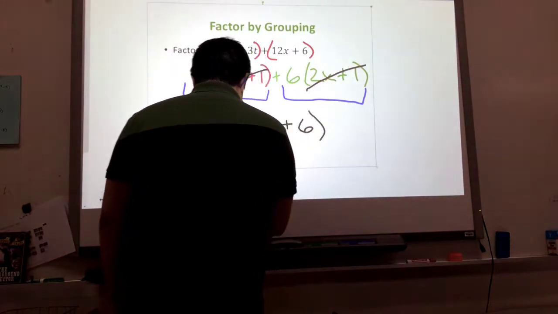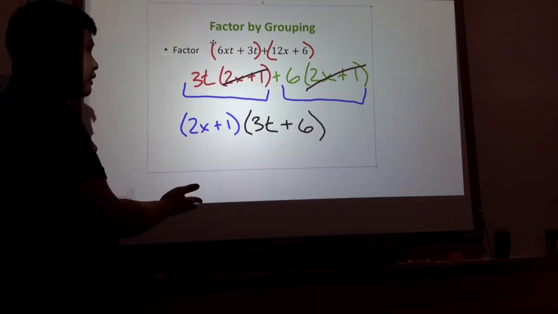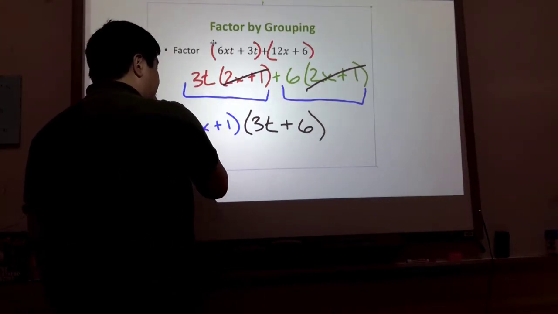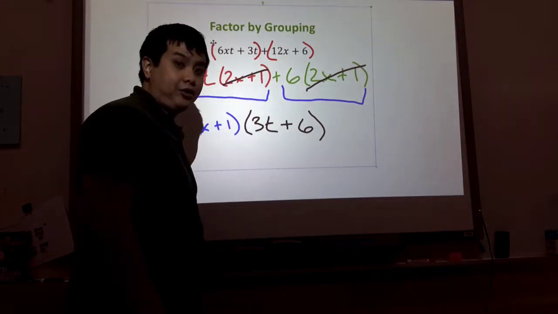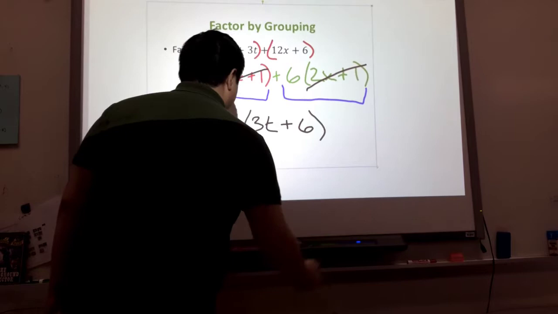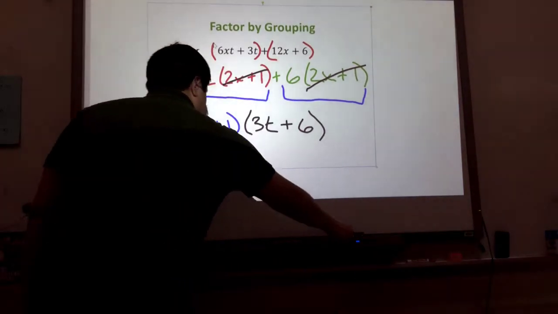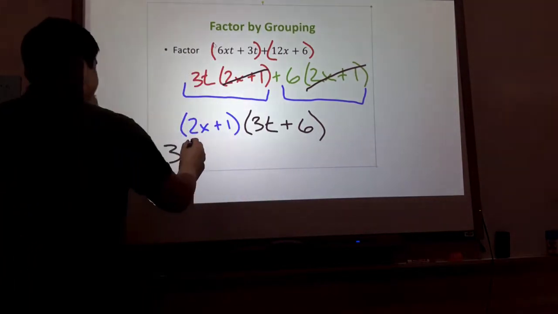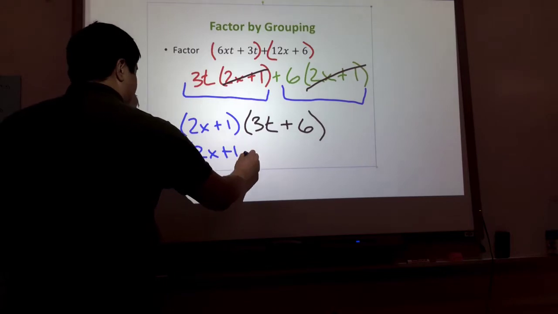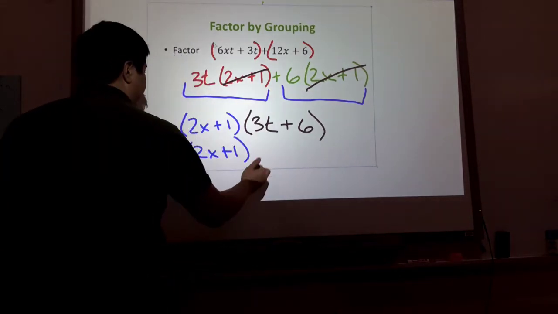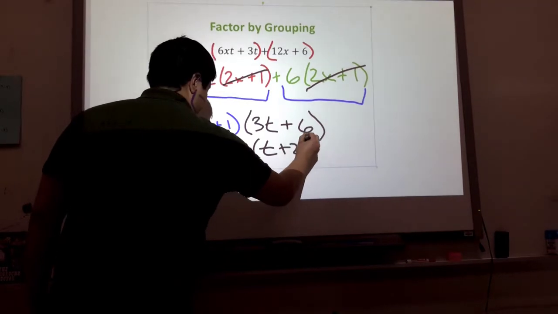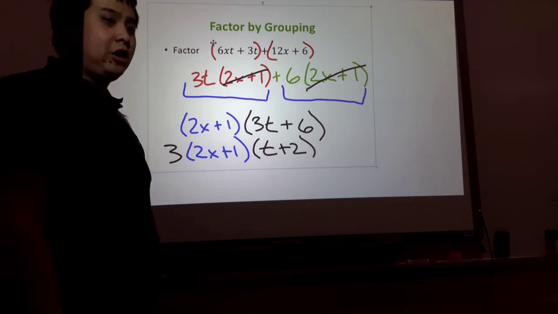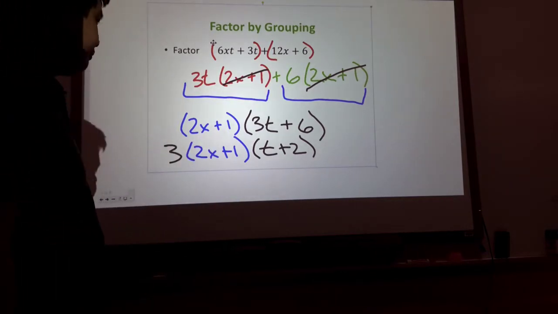And here's where the tricky part comes in. Again, we have to look and see if each binomial can be factored further. This cannot, except for 1, which we don't really need in this case. But here we can factor out a 3. So therefore, we're going to factor out that 3. And that gets us 3(2x + 1), and now that we factor out the 3, all that we're left with is t + 2. Be sure to always, when looking at a polynomial that's already been factored, see if we can factor it again.